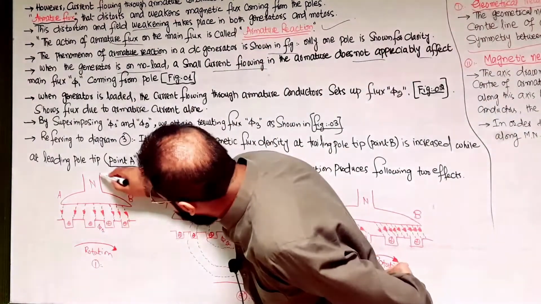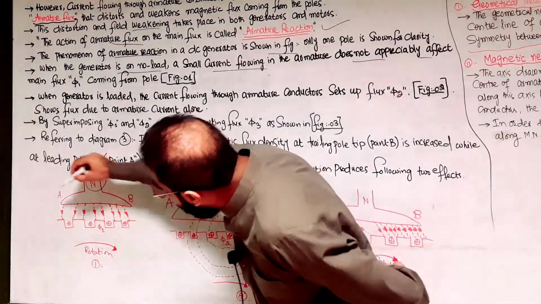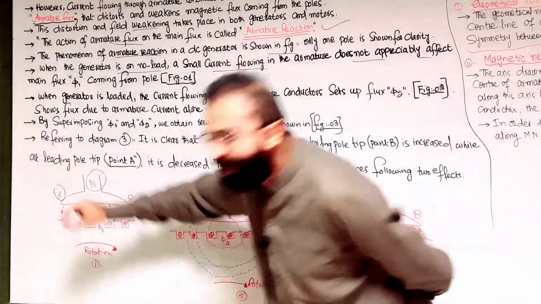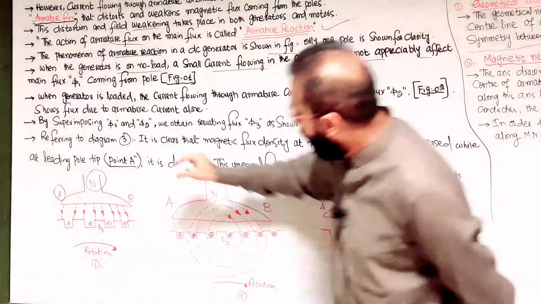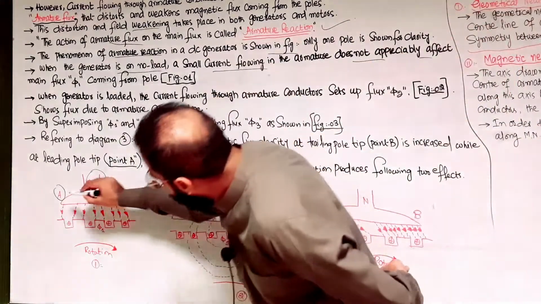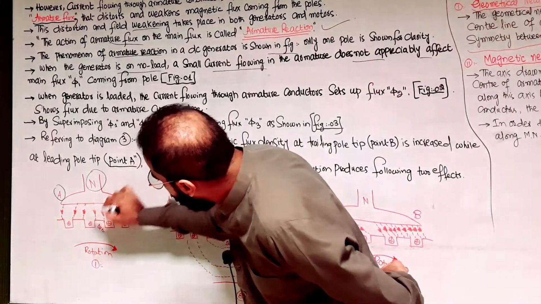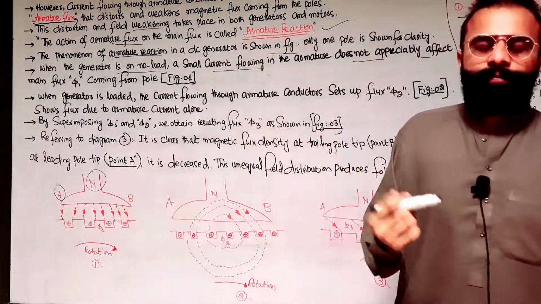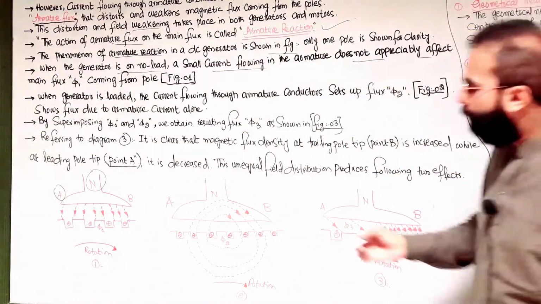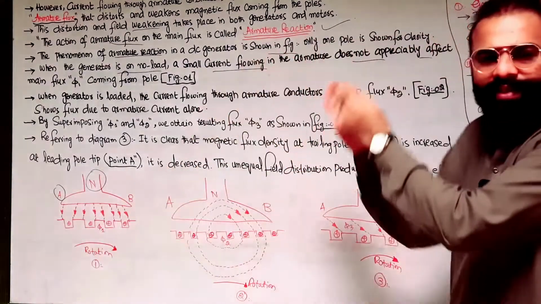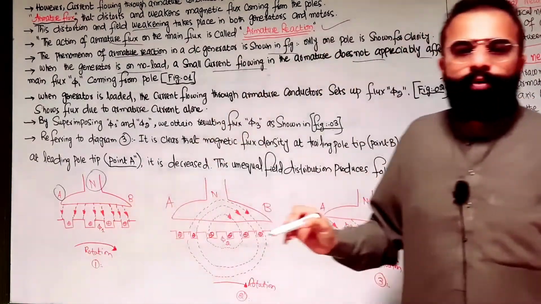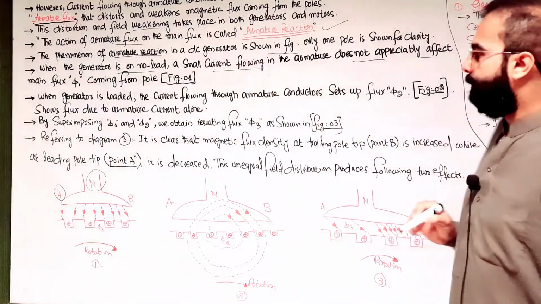You can see this is the one pole shown for clarity, and these are the tips of the pole. A is the leading tip of the north pole, and B is the trailing tip of the north pole. You can see the equal flux distribution takes place when the generator is on no load. The only flux acting on the armature conductors is that coming from the main poles.